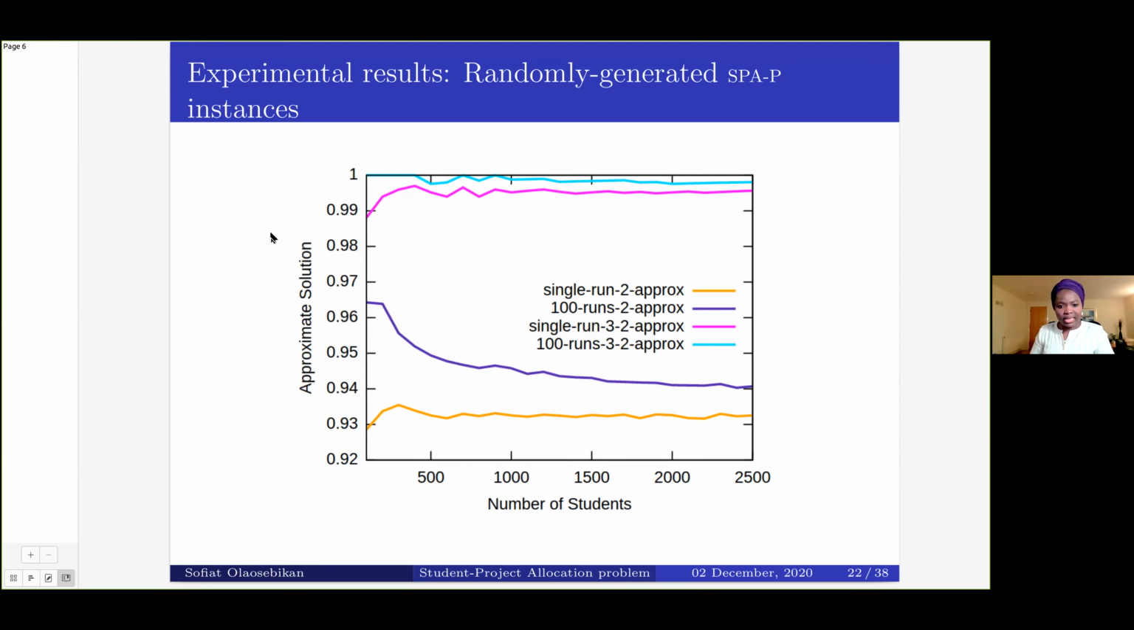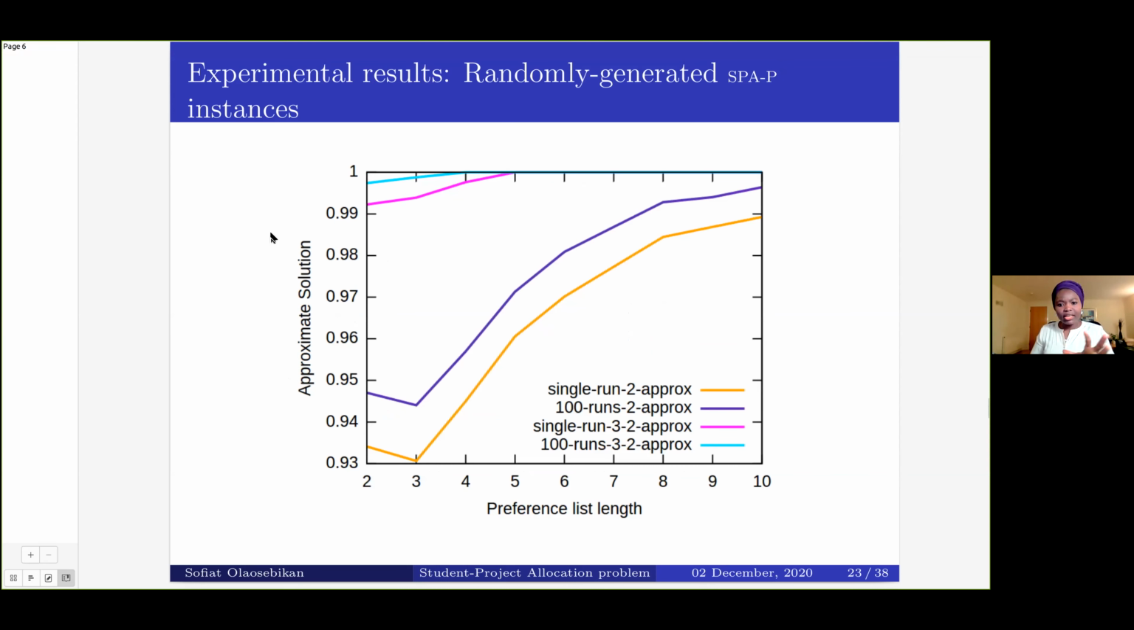And the next thing we did was to also check if this remains the same when we increase the length of the preference list. So here, the preference list length was increased from 2, 3, up to 10, and the outcome is still pretty much what we had in the other cell. We can see that the approximation algorithms produce solutions that are close to that of the optimal solution.